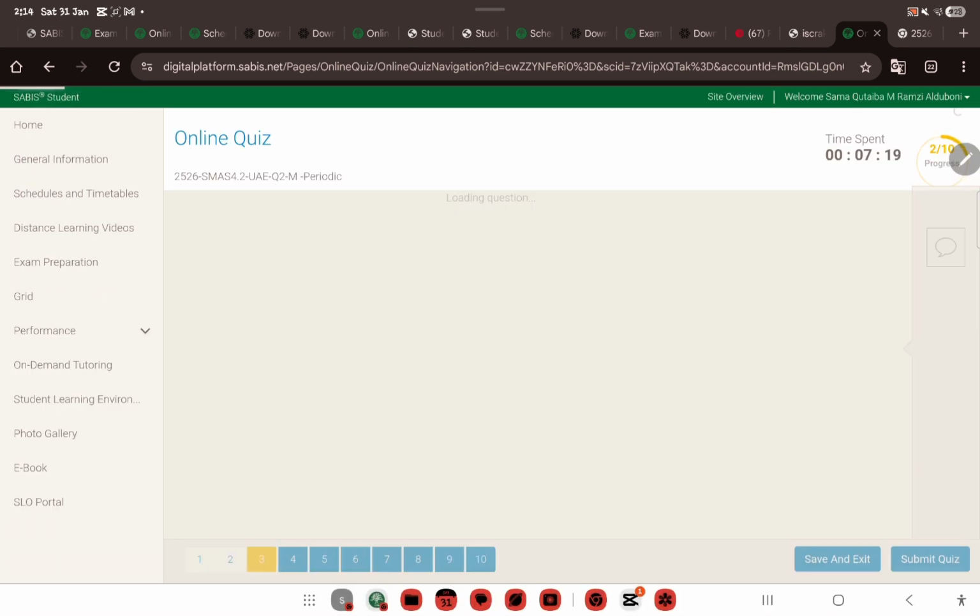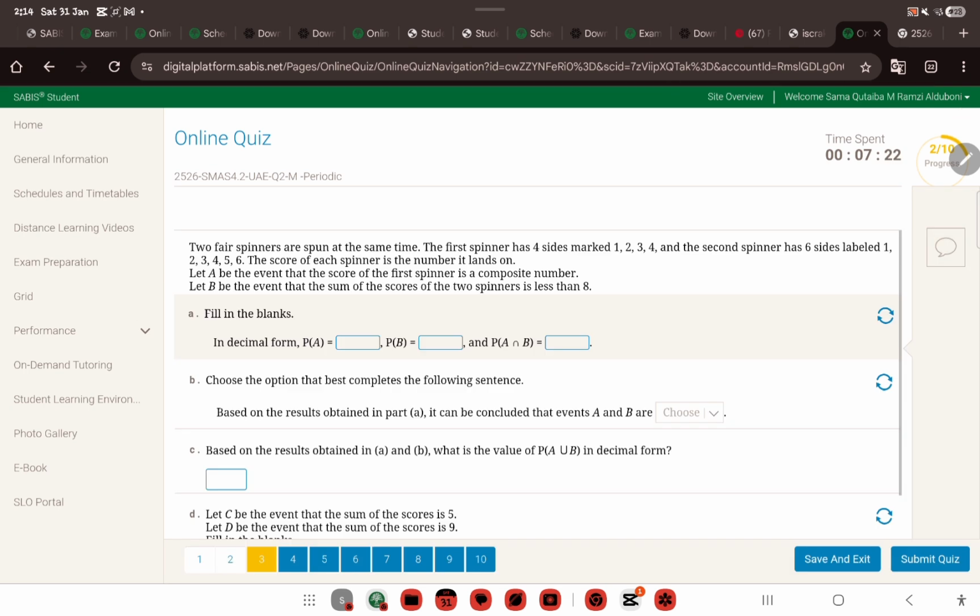Question 3. What does it say? It's a long question. Two fair spinners are spun at the same time. The first spinner has 4 sides: 1, 2, 3, 4. And the second spinner has 6 sides: 1, 2, 3, 4, 5, 6. The score of each spinner is the number it lands on.